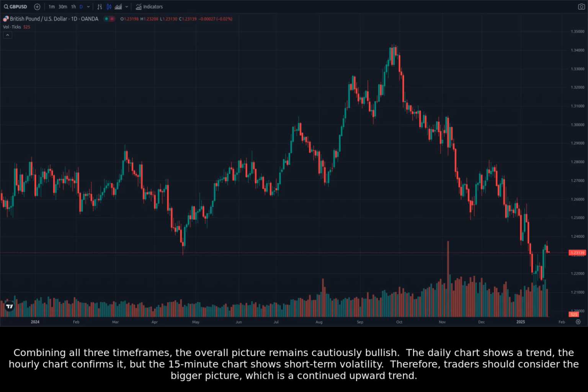Combining all three time frames, the overall picture remains cautiously bullish. The daily chart shows a trend, the hourly chart confirms it, but the 15-minute chart shows short-term volatility. Therefore, traders should consider the bigger picture, which is a continued upward trend.